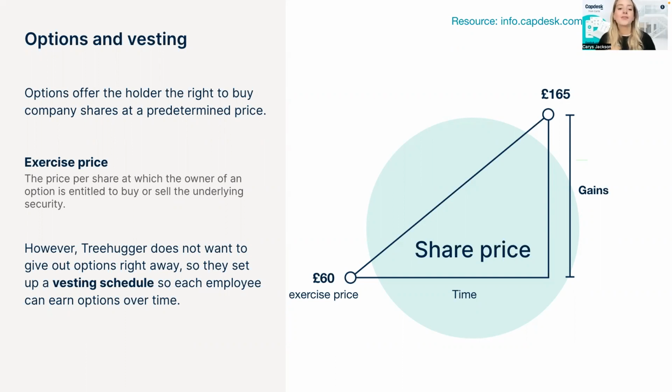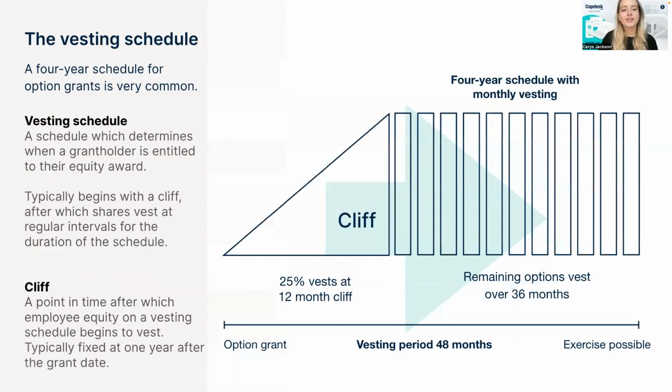You don't want to give employees like me options that have been there a week so that I can then go and buy shares in the future, which is why you set up an option scheme and a vesting schedule in order to earn those options over time, which moves into our vesting schedule.